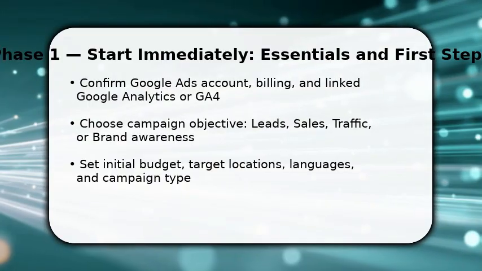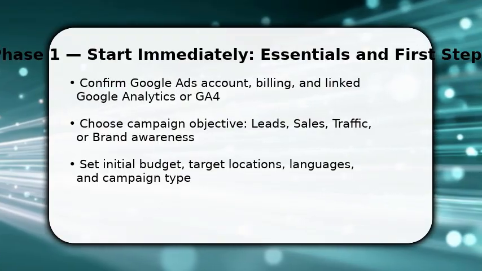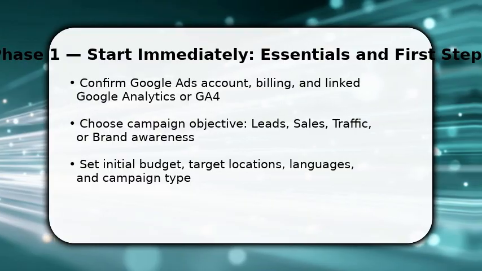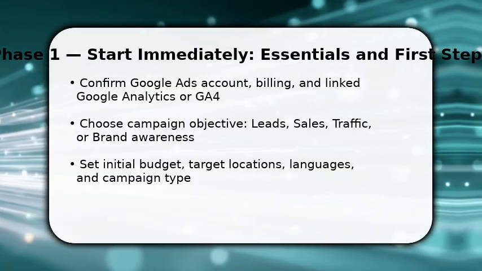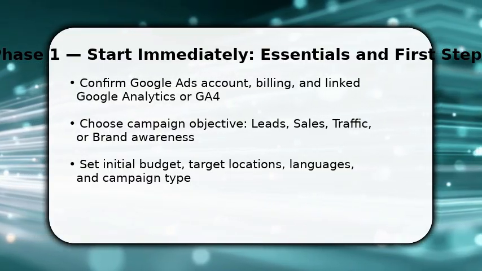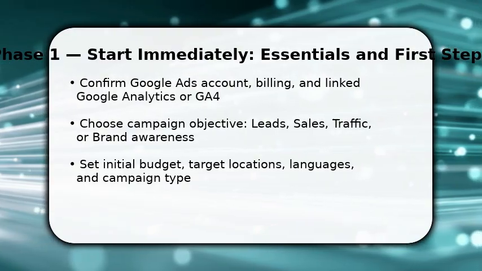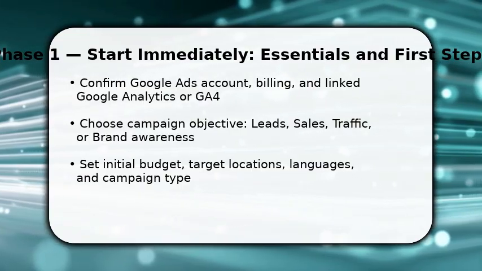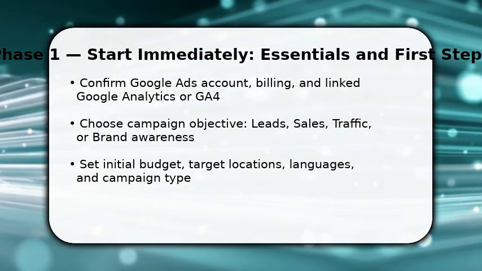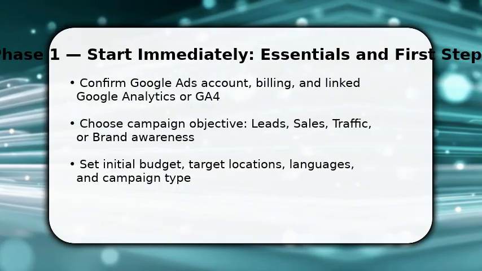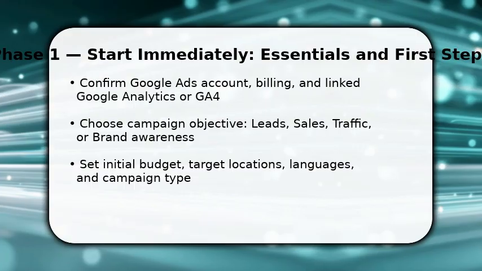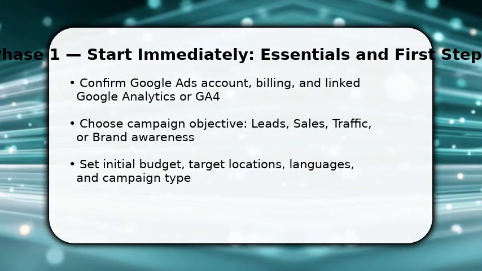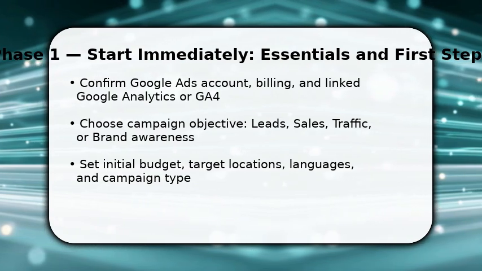You begin by preparing the essentials. Confirm your Google Ads account is active and billing is set, and link Google Analytics or GA4 for better data. Next, pick a campaign objective, leads, sales, traffic, or brand awareness, because that determines bidding. Once done, choose locations and languages, select campaign type, search, display, or performance max, and set a realistic daily budget. Make sure to enable conversion tracking now, so every click maps to real results later.